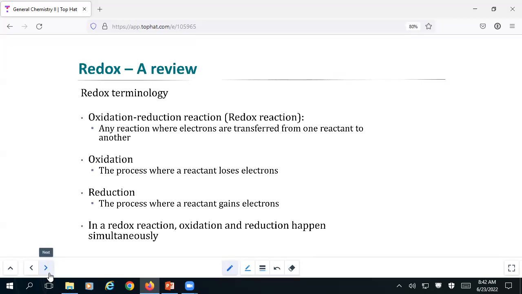Nothing just blindly throws electrons out into the sea without knowing that they're going someplace. And similarly, nothing can grab electrons out of thin air. They have to come from somewhere. So these two processes happen simultaneously. One directly impacts and leads to the other.